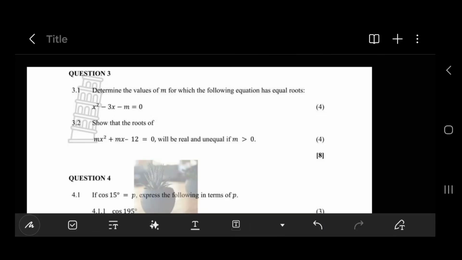Now we're on to question 3. And this is testing you on nature of roots. 3.1 says, determine the values of m for which the following equation has equal roots. So they've given you x squared minus 3x minus m is equal to 0.